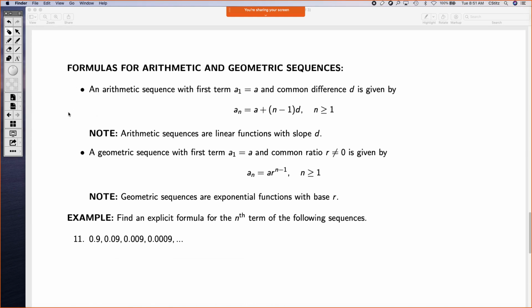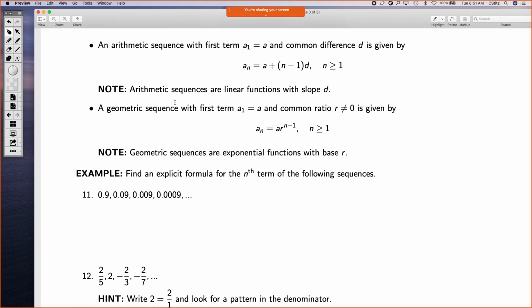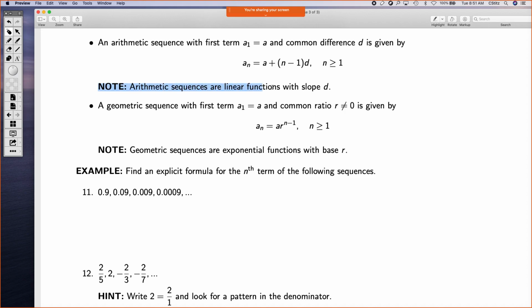All right. And we kind of spoiled it here. We got the formulas already. And so, once again, arithmetic sequences are linear functions with slope d. Geometric sequences are exponential functions with base r. So even though these look different, they're in fact the same concepts we had back in Chapter 1 and Chapter 6.